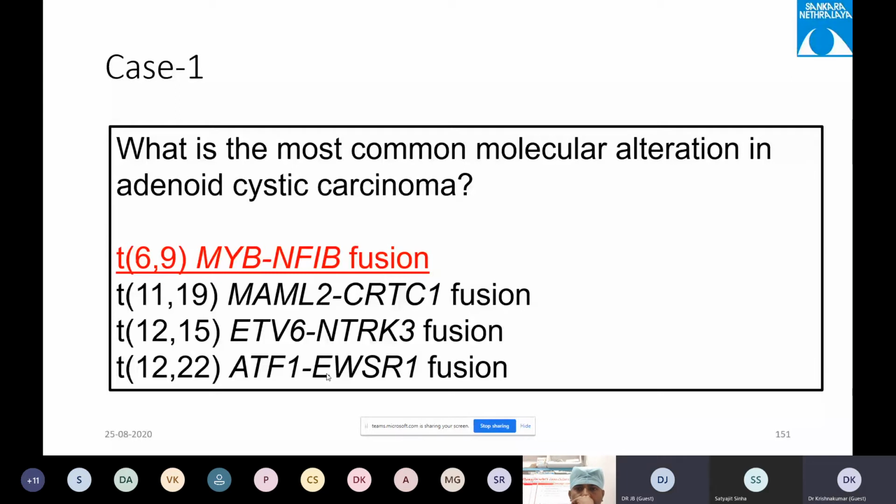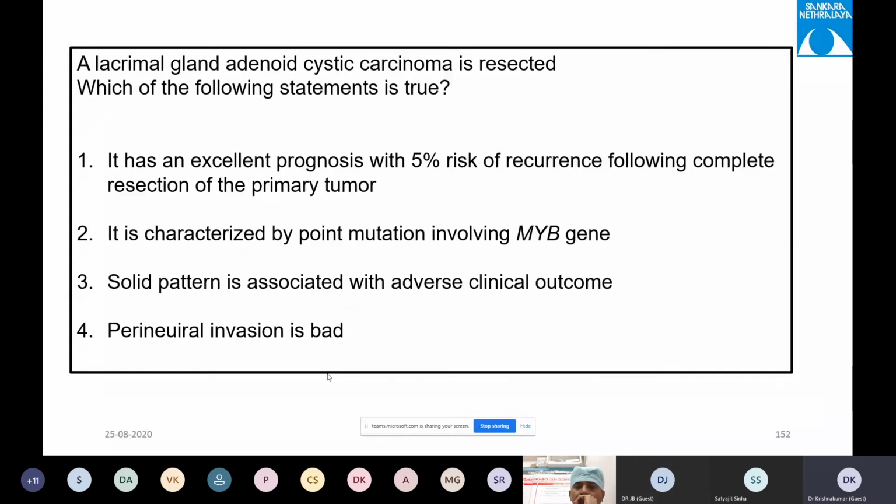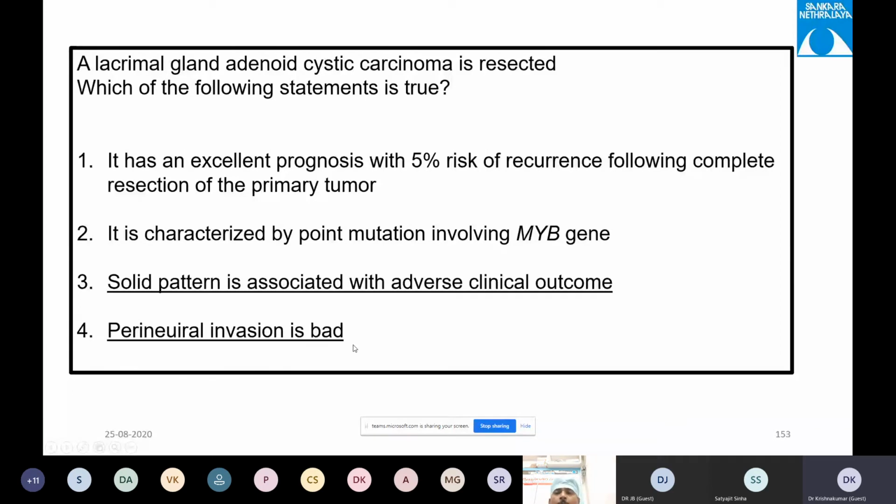A lacrimal gland adenoid cystic carcinoma is resected. Which of the following statements is true? It has an excellent prognosis. It is characterized by point mutation involving the MYB gene. Solid pattern is associated with adverse clinical outcome. Perineural invasion is bad. The answer is yes: solid pattern in adenoid cystic carcinoma is bad, and perineural invasion is also bad.